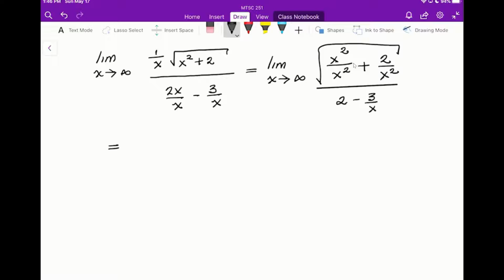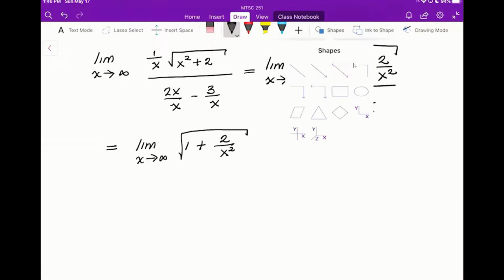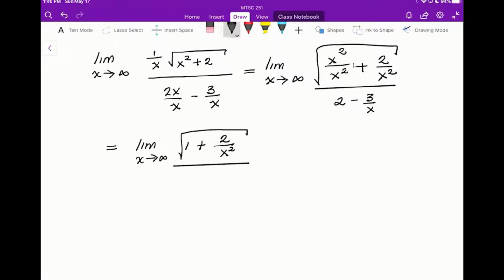So in the numerator, as x approaches infinity, I'm going to get 1 plus 2 over x squared. That's still inside the square root. And as we said, in the denominator, we get 2 minus 3 over x. So now we can see as we push the limit, 2 over x squared goes to 0. 3 over x goes to 0. This answer is 1/2.